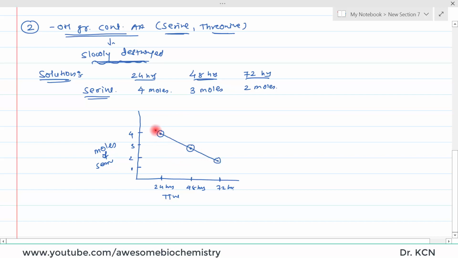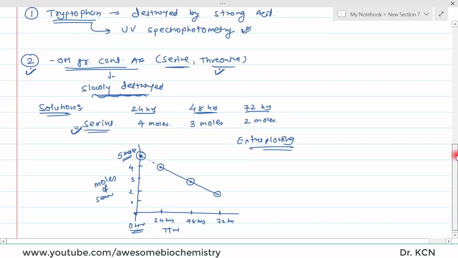So I can extrapolate this graph to the y axis, and suppose here I get 5 moles at time 0, that is 0 hours. When I extrapolate this graph I get 5 moles. By extrapolating, I can estimate what the original quantity of serine in the protein was, right? And the same thing you can do with threonine. So the second problem is also solved. I hope you understood it.